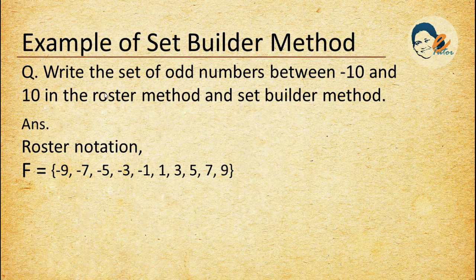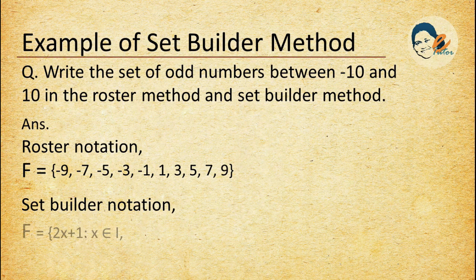Now the set builder notation. In set builder notation, first we have to represent the elements part in a generalized form. So 2x plus 1. Why 2x plus 1? Because we can represent any odd number in the form of 2x plus 1. Then the formula part. First, x belongs to capital I. Capital I represents the integers.